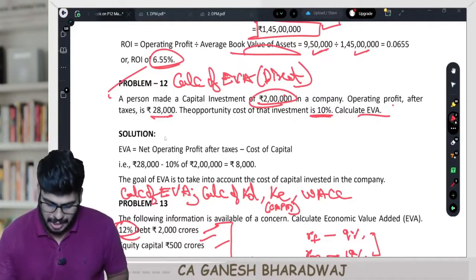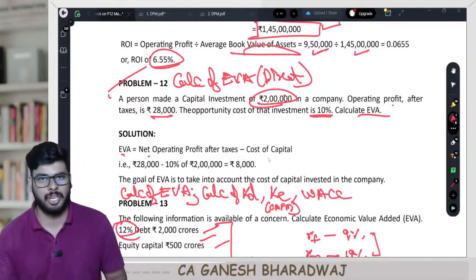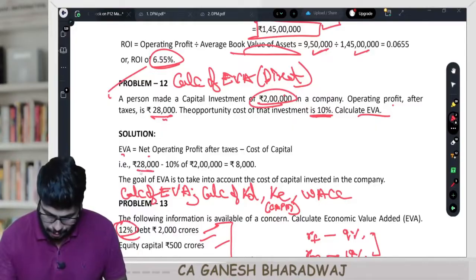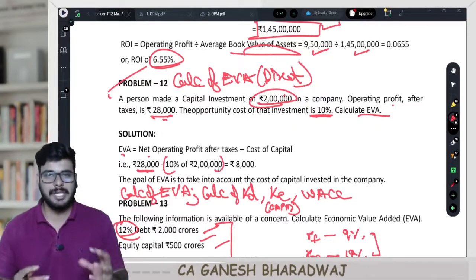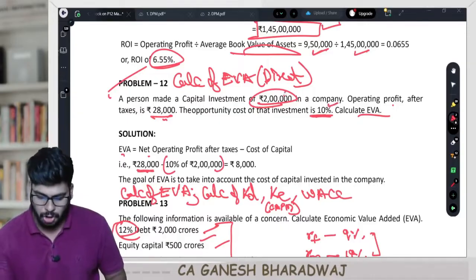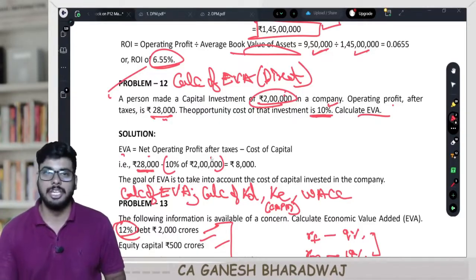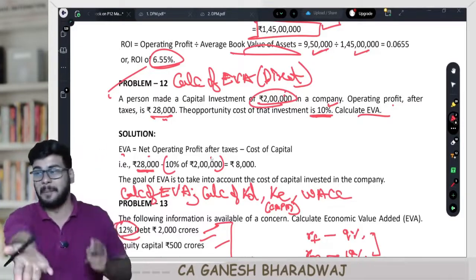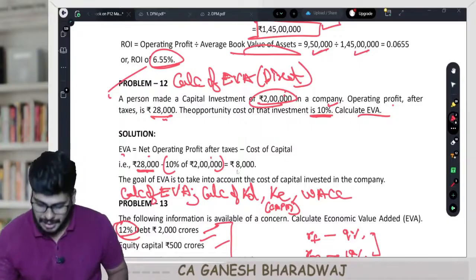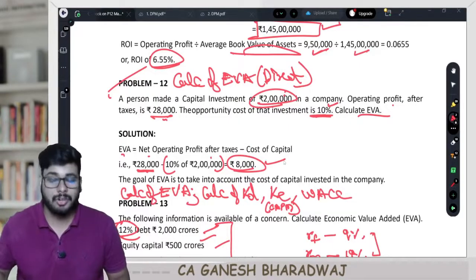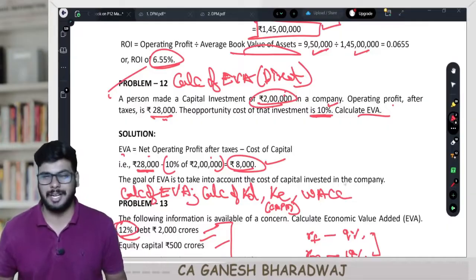Very simple. EVA is net operating profit after taxes minus cost of capital, right? What's my net operating profit after taxes? They have given the figure 28,000, minus the overall cost incurred for all the sources of finance. So it's going to be 10% on 2 lakh, that is 20,000. So the cost incurred for fundraising is 20,000, but I have generated 28,000. This extra 8,000 is called economic value added. Are you clear with this, guys?